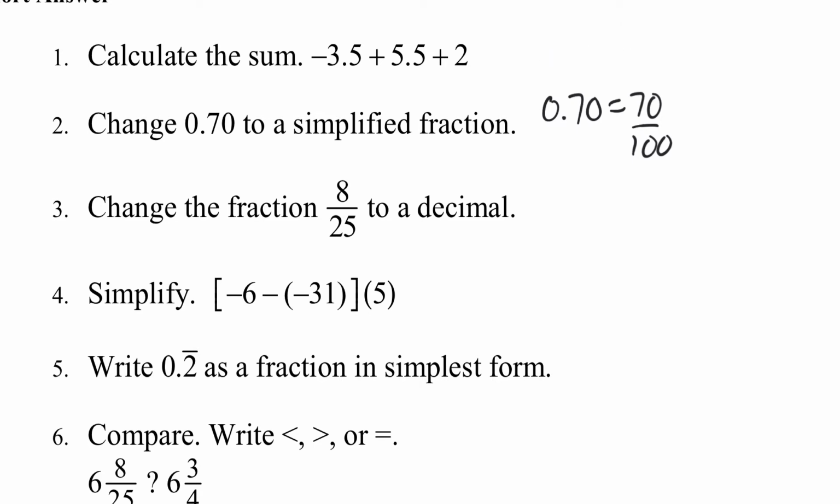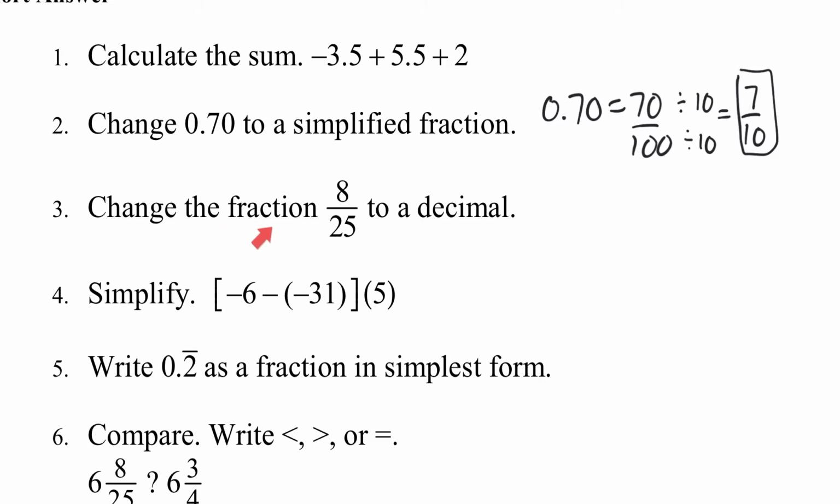So the other part is, well, I should be able to simplify this. I can divide them by the same number. I can divide them both by 10. And 70 divided by 10 is 7, and 100 divided by 10 is 10, and that would be our answer. And you might be wondering, couldn't I just have it like this? Well, it says here simplified fraction, so this would be the simplified fraction.